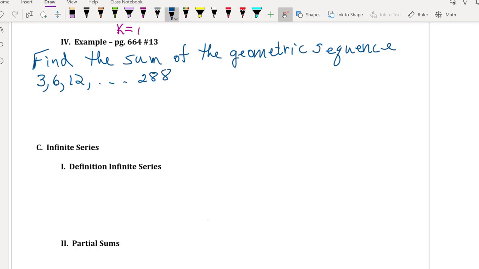So this is like that example for the arithmetic series. What we're going to have to do is figure out, instead of d, our r and how many terms we have. So r is pretty easy to find out. We just have to figure out how we go from one term to the next. And here we can see that r is going to equal 2.